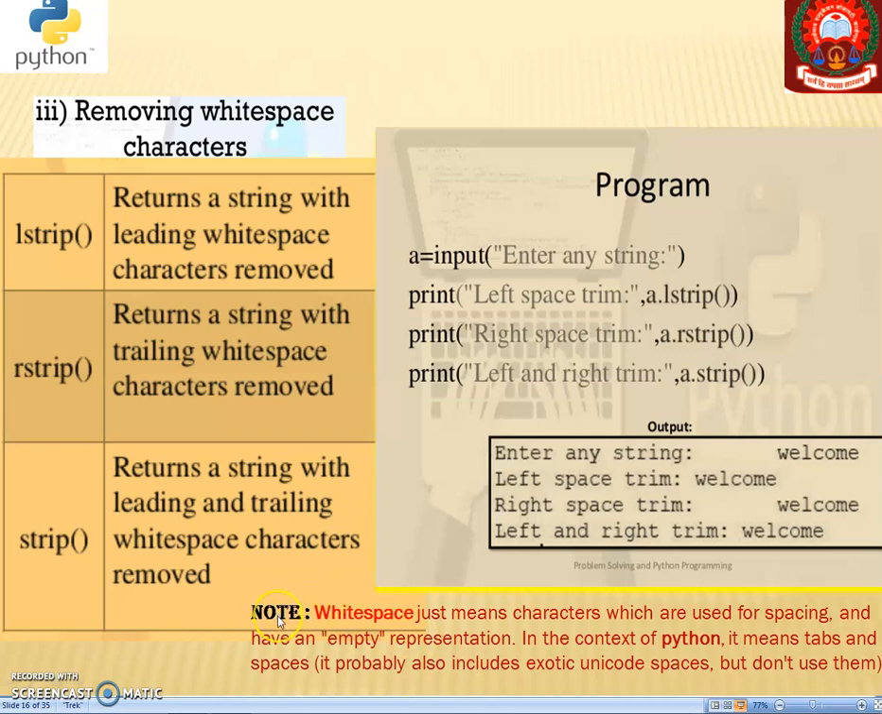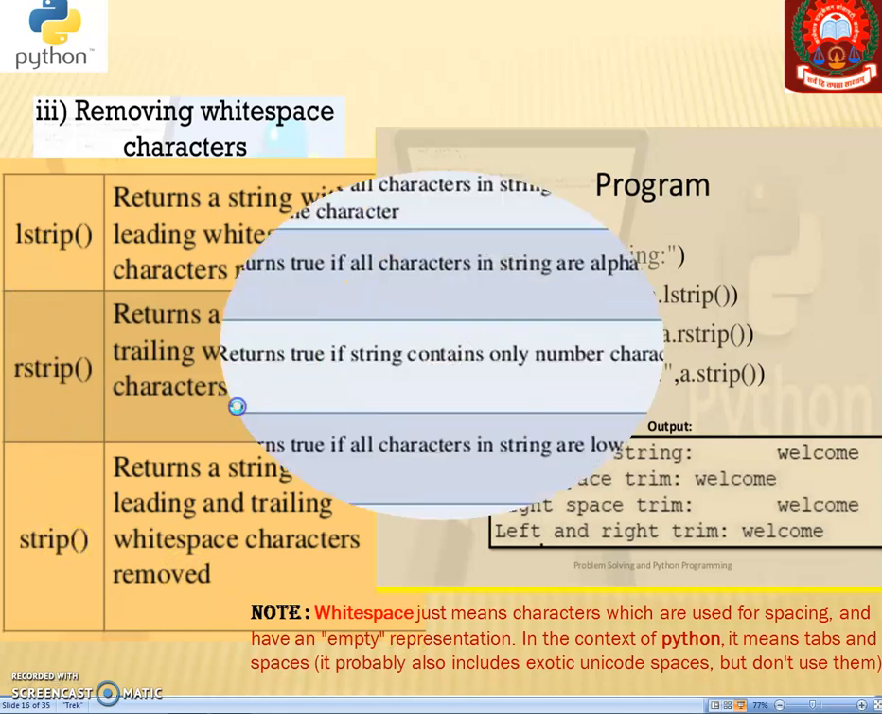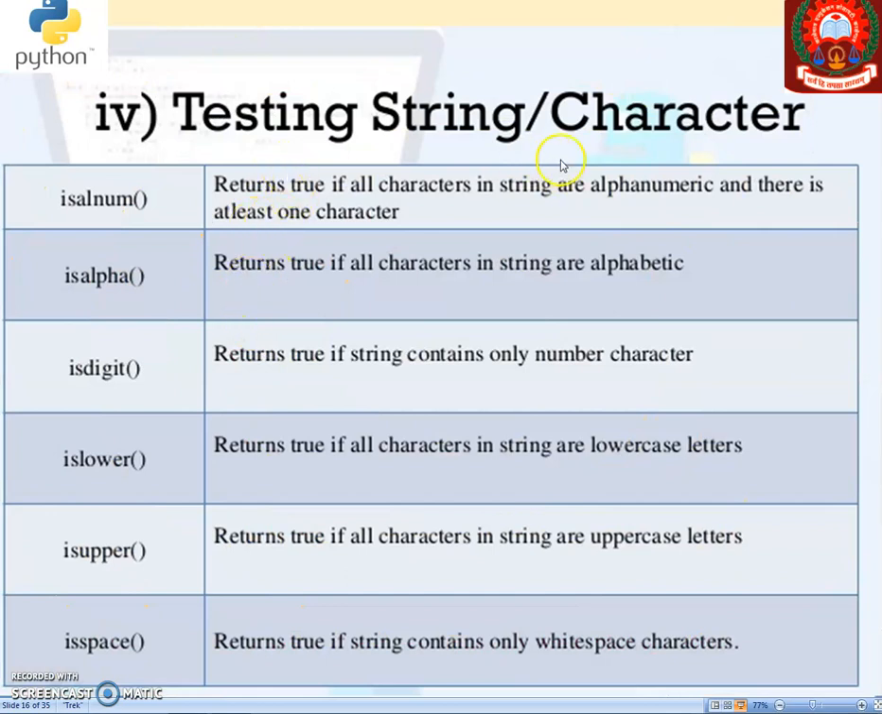Remember the note I have put specially for this: whitespace means characters which are used for spacing and have an empty representation. In the context of Python, it means tab and spaces. It probably also includes exotic Unicode spaces, but don't use them. So what exactly it means is that it may be spaces or it may be tabs, all these things are empty representation, meaning whatever spaces and tabs there are will get removed by using lstrip, rstrip and strip.